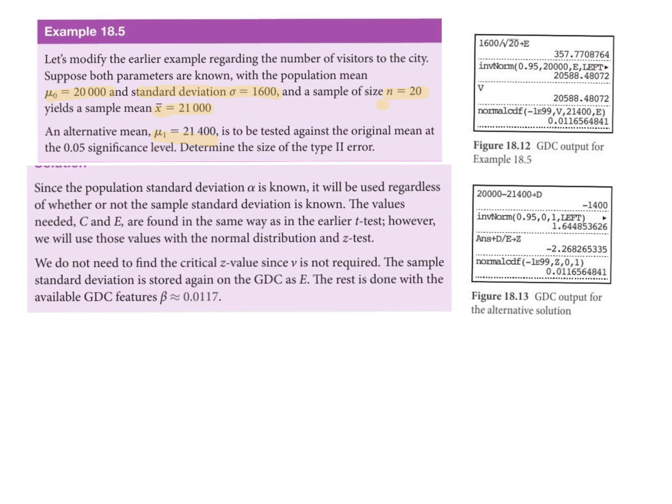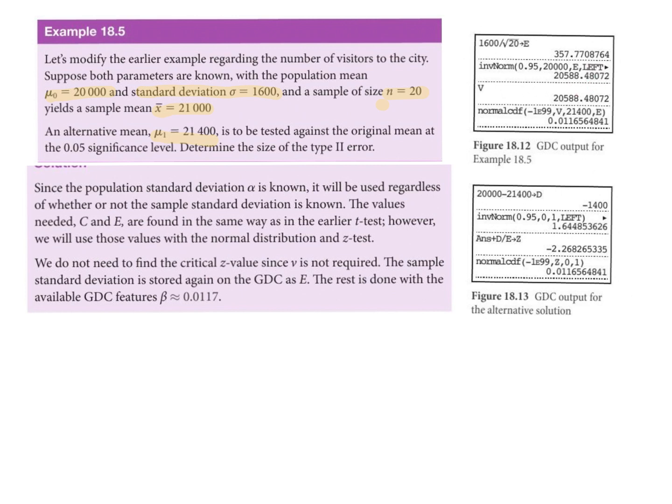The values needed, C and D, are found the same way as in the earlier t-test. But this time, instead of a t-test, because the population variance is known, we use a z-test. So we can just use inverse normal instead of finding the t-statistic critical value. Upon using the inverse normal, we can find the critical region, the critical value.